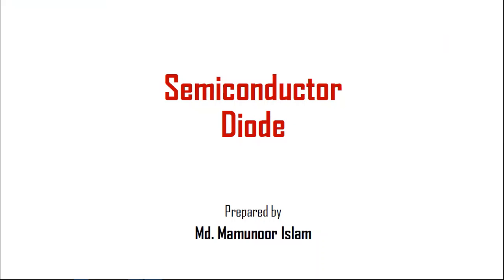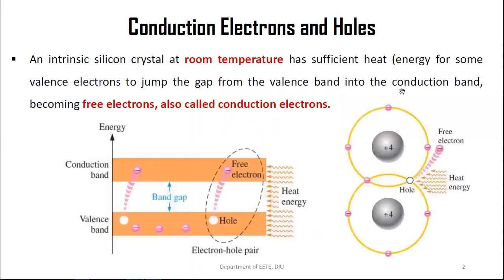So basically the main first electronic device is the diode, the semiconductor diode. How the diode is generated, today we'll discuss that. Before going to the formation of the diode, one thing is very important in the silicon structure: how the free electron is generated.